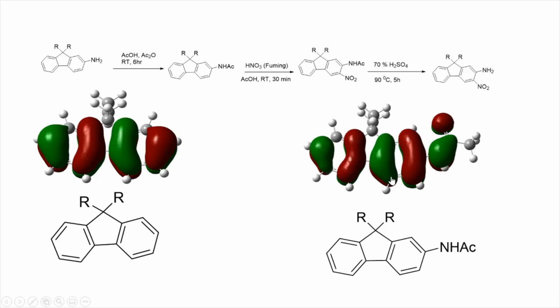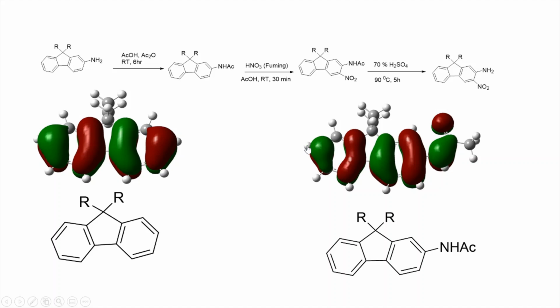Let's see reaction 3. Here, if you take the fluorene molecule, both sides have the electron density in an almost similar fashion, and we wanted to make the nitro product here. So you see the addition of nitro group here by doing the nitration using fuming nitric acid in acetic acid, room temperature, 30 minutes, just to put the nitro group here. If you see the acyl amine fluorene molecule, you see that most electron density is at this position, and this position is less, and also a little bit less.